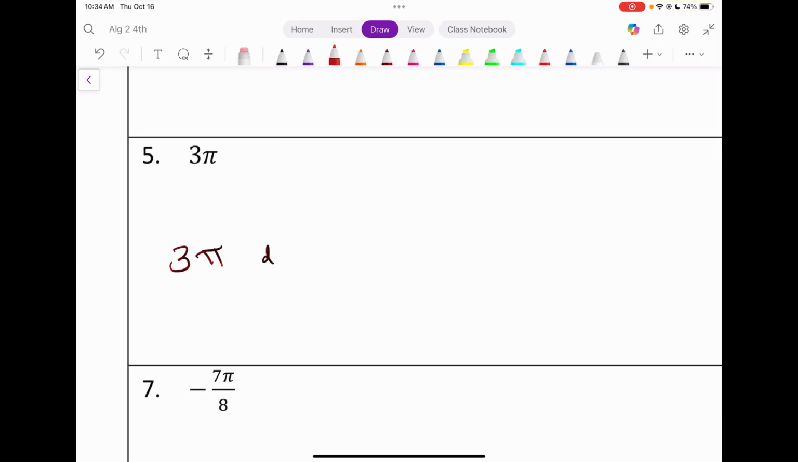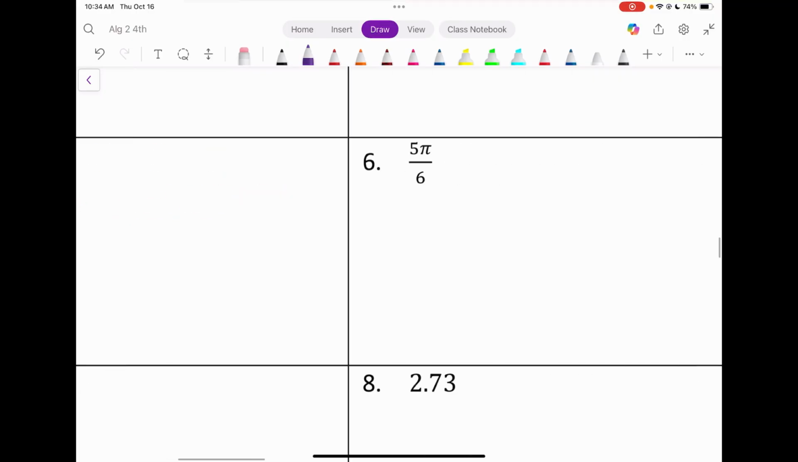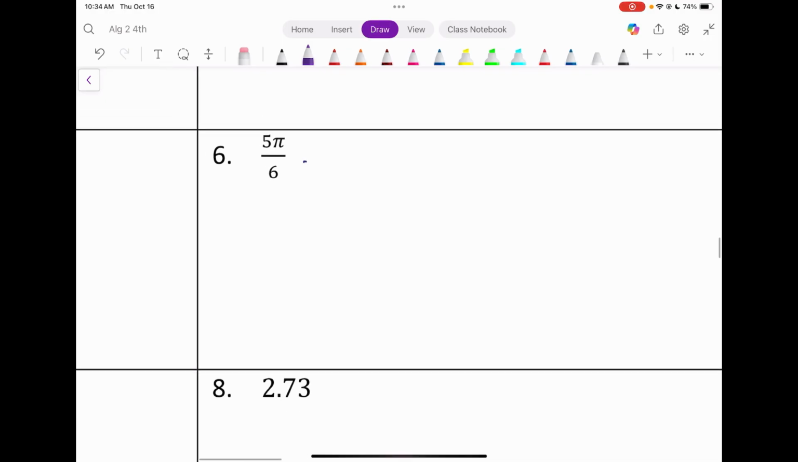Anytime I'm dealing with pi units, this is in radians now, I can simply plug in 180 for pi. It makes it so much easier. 3 times 180 gets you 540 degrees. Now you're in degree form. 5 pi over 6 would be 5 times 180 over 6.